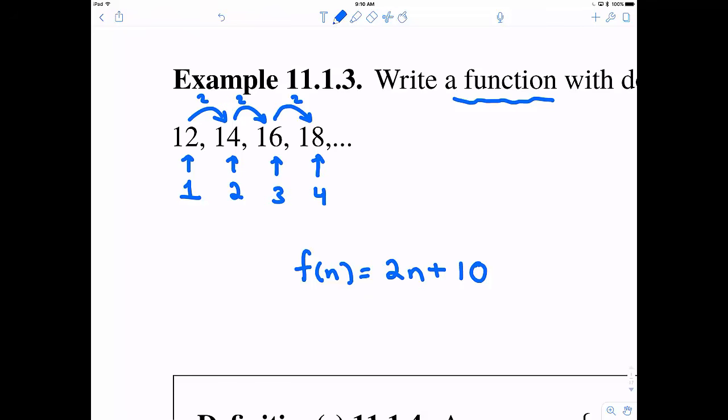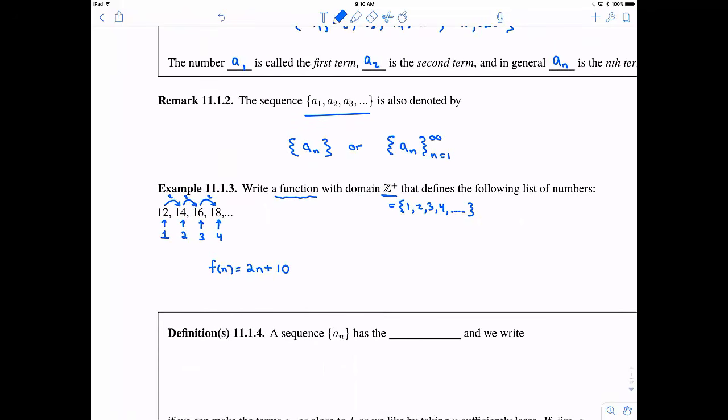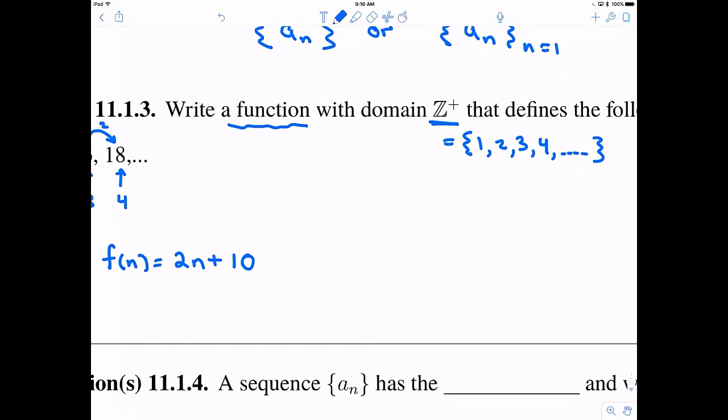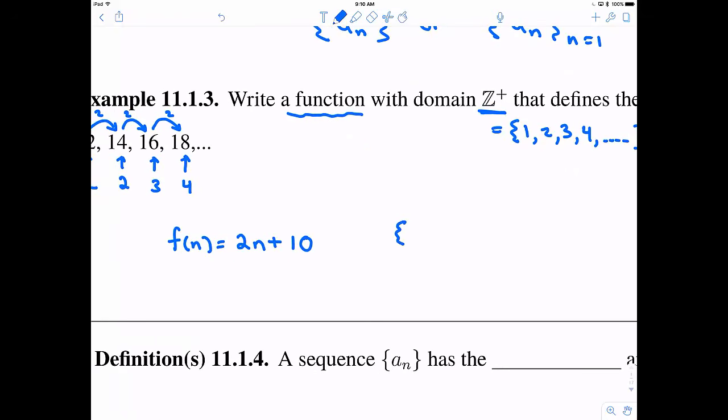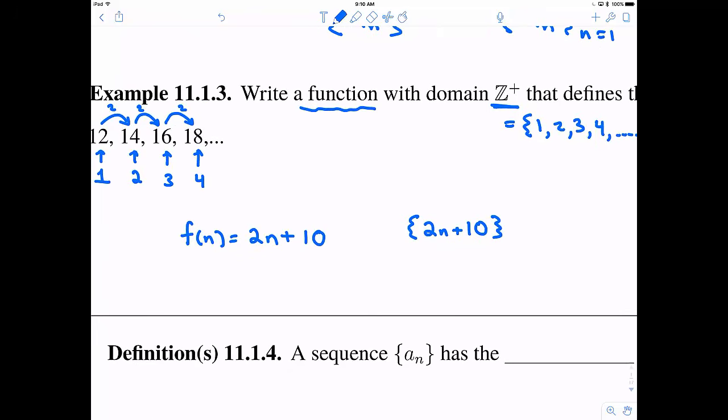Okay, well that works for the first one. What about for the second one? If I plugged in 2, would I get out 14? Yes. How about 3, 16? Yes. 4, 18? Perfect. So if you wanted to, you could also write this as a sequence, right? So the nth term of the sequence would be this 2n plus 10. So by writing it as a function, you're also finding the nth term of the sequence.